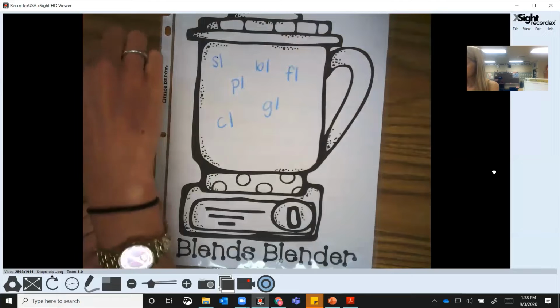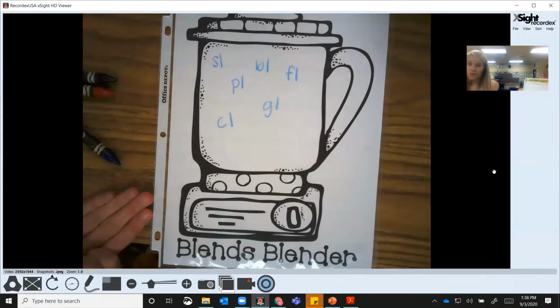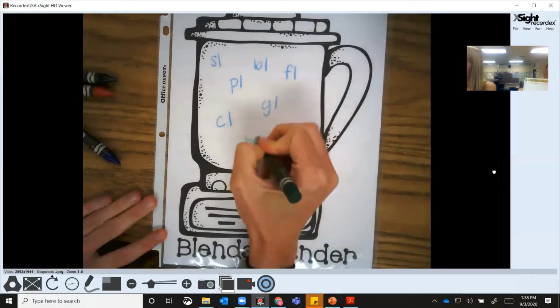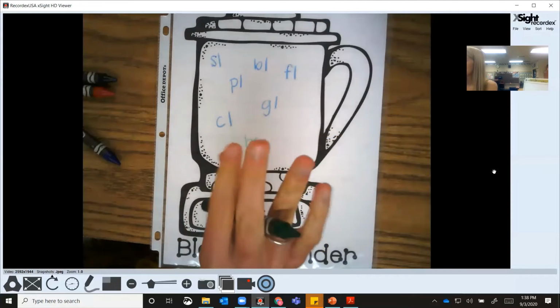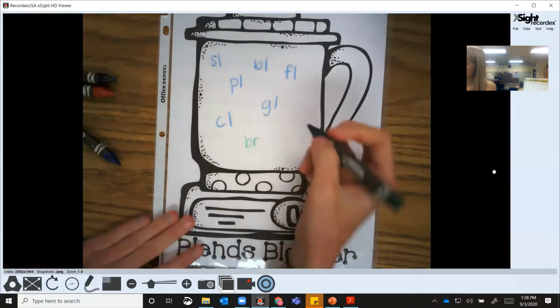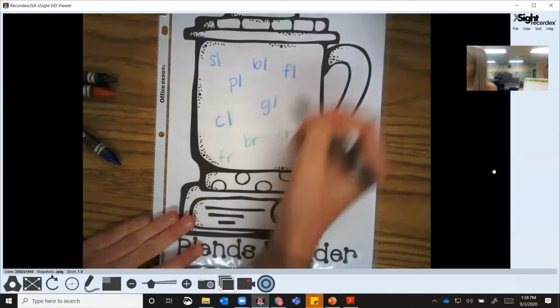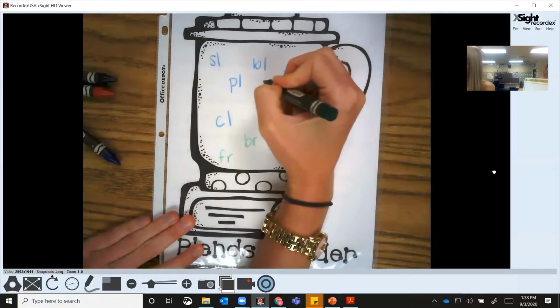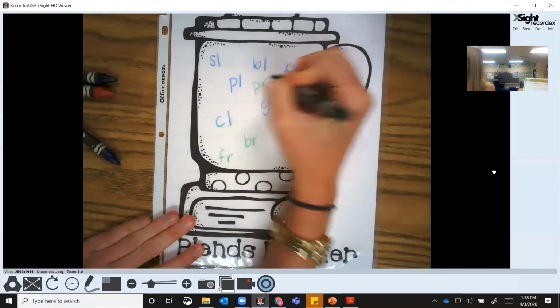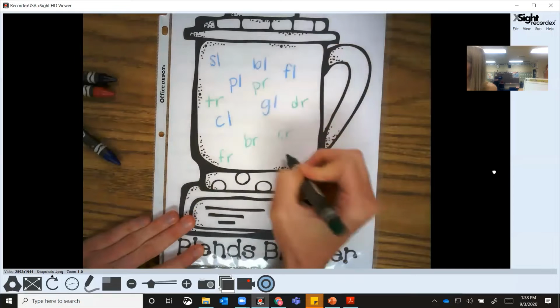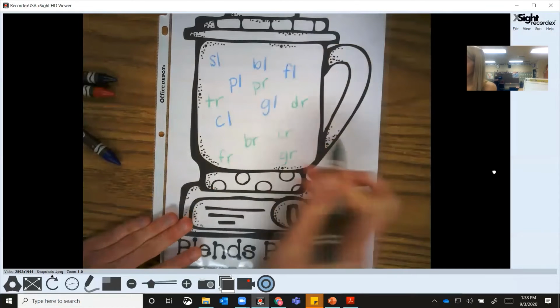We might also see the R blends. Remember, it's two letters, BR, and they both get a tap. BR, CR, FR, PR, DR, TR, GR.